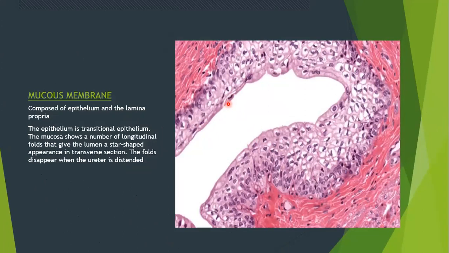One characteristic of the umbrella cells is that they are binucleate. You can see this one here is binucleate, has 2 nuclei, and they have the ability to change shape. So when the bladder or the ureter is relaxed, they are dome-shaped, but when it is stretched, they become flattened. You will see that in a few.